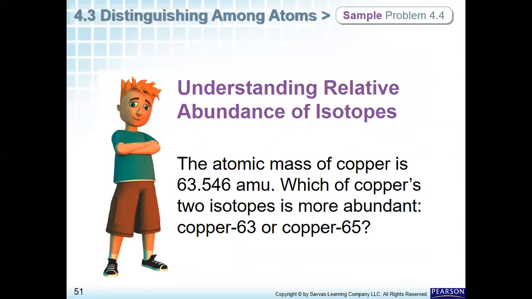Let's get to know more about relative abundance. Copper has an atomic mass of 63.546 AMU, atomic mass unit. Which of the two copper isotopes, copper 63 or copper 65, will be the most abundant? Relative to that, guys, it's 63, so it's near the 63 one. Exactly, copper 63 will be the most abundant isotope, at a higher percent in nature than copper 65.